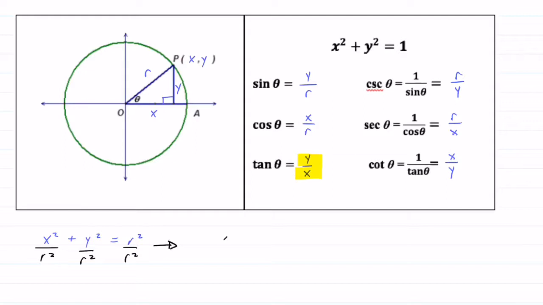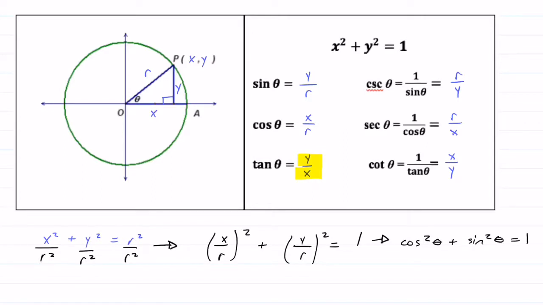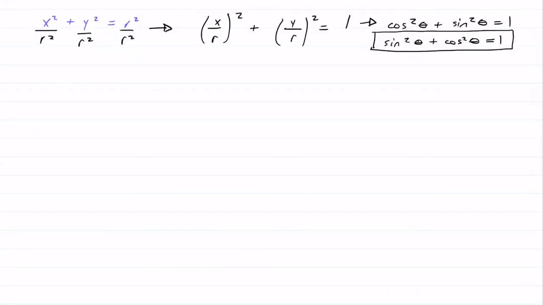X squared over r squared is the same as x over r all squared, plus y squared over r squared is the same as y over r all squared, and r squared over r squared is just 1. X over r is cos, so x over r squared is cos squared, plus y over r squared is sine squared, and then equals 1. So this is the first Pythagorean identity, but usually we write it in a different order. Usually we write it as sine squared plus cos squared equals 1, and that's the first formula you'll have on your formula sheet.